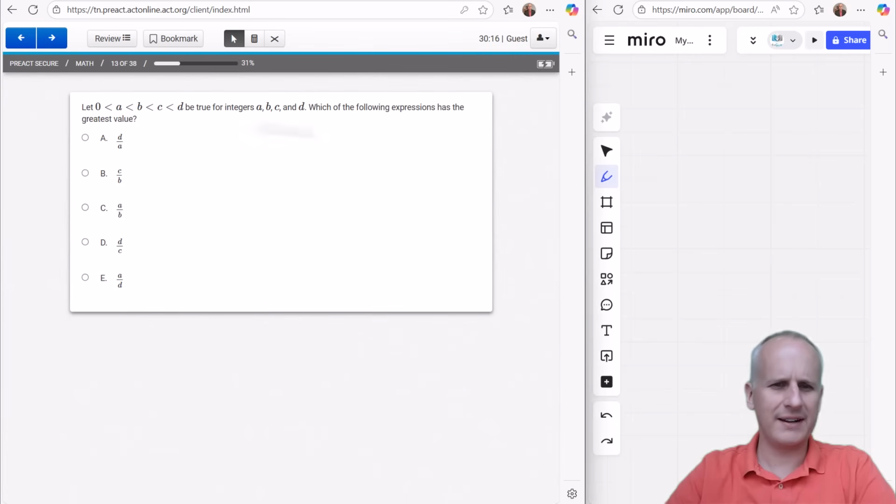Here, we've got a question asking for which of the expressions has the greatest value, so we'll just highlight that in blue.